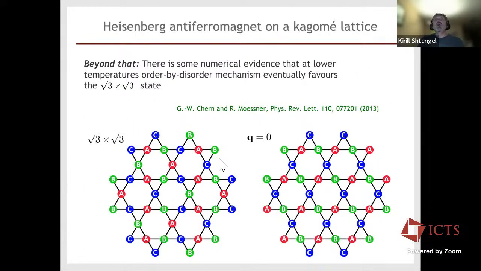Now, if you want to go beyond the quartic order, there is some evidence by J. T. Chalker and Roderich Moessner that, beyond that, the √3 × √3 state still wins. So your intuition would not be exactly wrong, but at least it's wrong at the harmonic order.